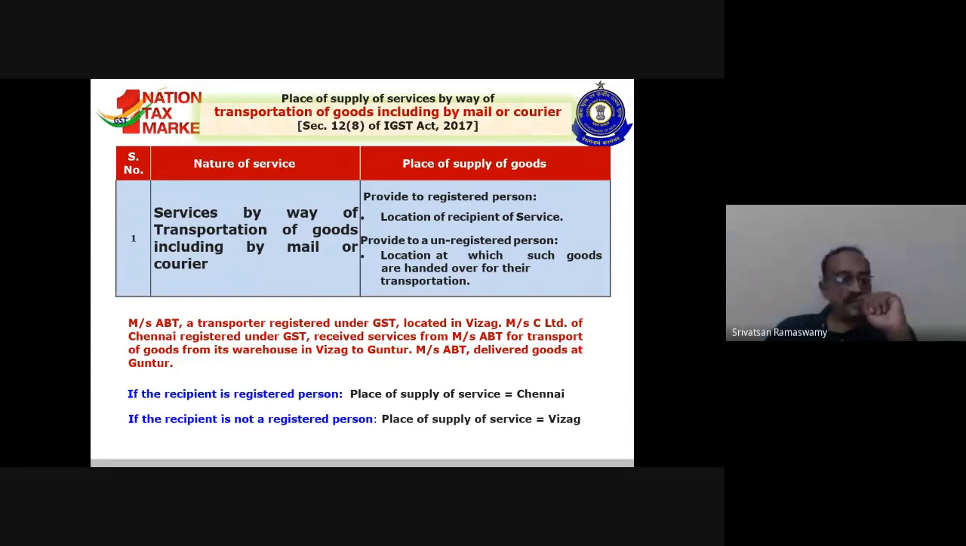The recipient is a registered person. The place of supply is Chennai, because he is the recipient of service and his address is known. So it is Chennai. The recipient is not registered. It is the place at which the goods are handed over, that is Vizag. ABT Transport has handed over the goods at Vizag, and therefore the place of supply is Vizag.